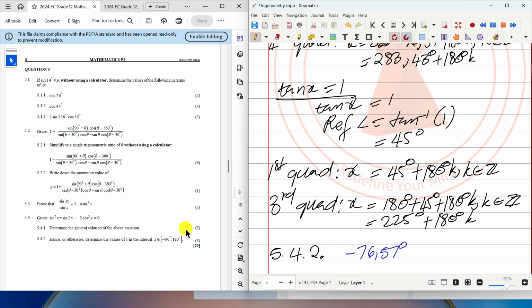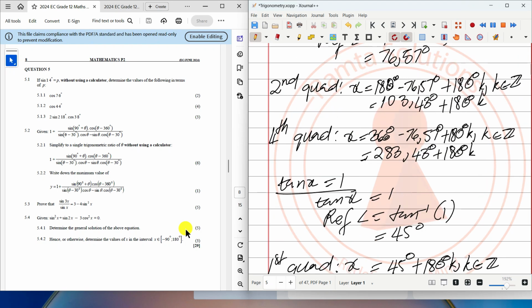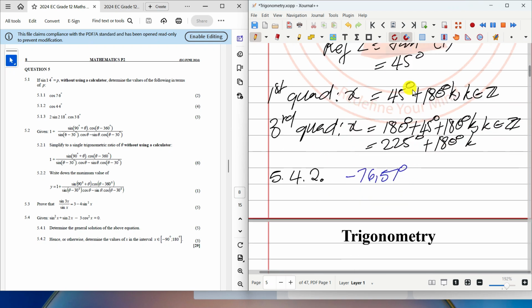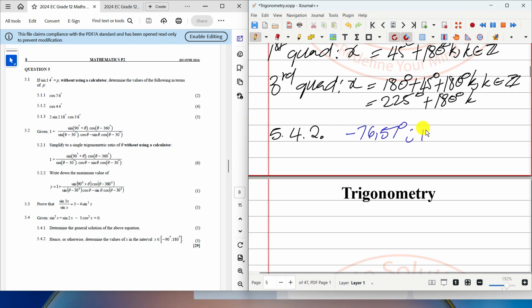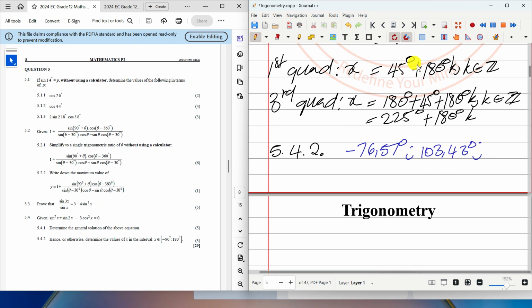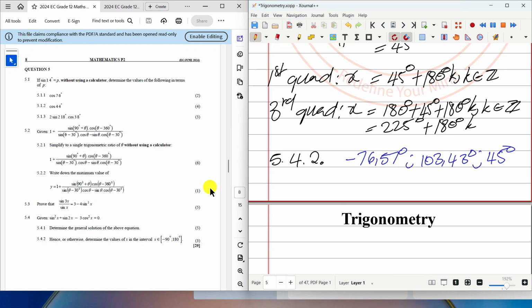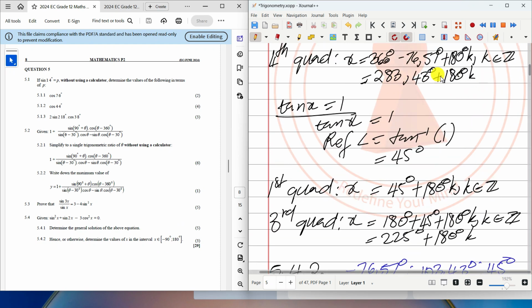So let's take k equals 0. With k equals 0, we have 103.43. And for this one in particular, with k equals 0, it'll be 45. For this one, with k equals 0, it'll be 225, which is outside the domain. Even for this one, when k is 0, it'll be 283.43, which is outside the domain.